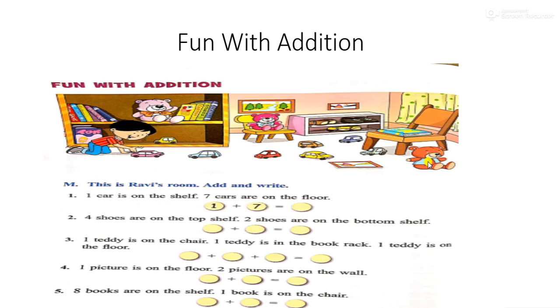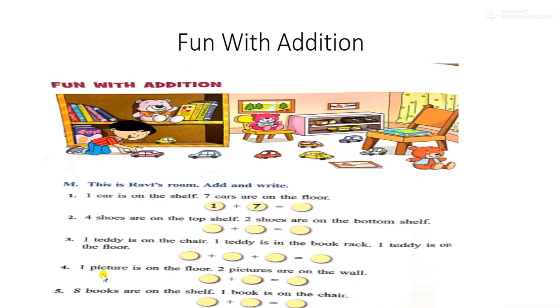So 3 teddies are in the row. So this is adding 3 numbers. Okay, the others were 2 numbers. This is adding 3 numbers. So we have to put the numbers: 1 teddy is on the chair, that is 1, plus 1 teddy is in the book rack, that is this one, plus then 1 teddy is on the floor, this one. So 1 plus 1 plus 1 is equal to, so total how many teddies are in the row? Yes, you have to count the teddies and write the answer.